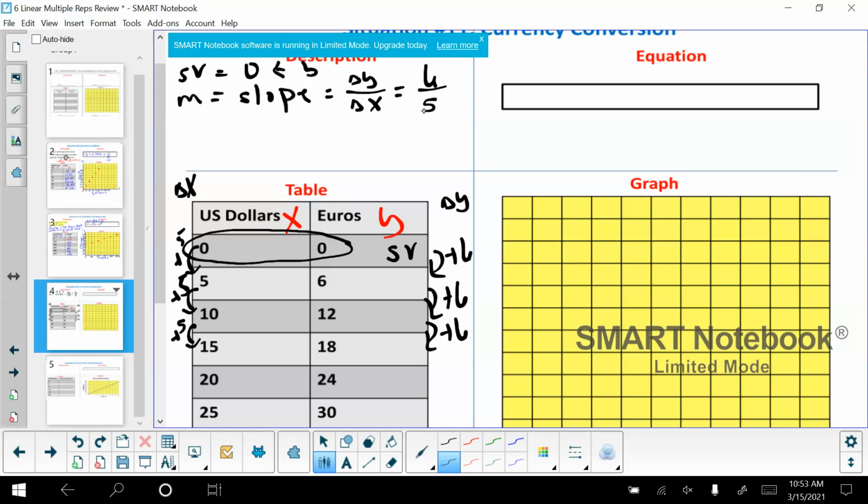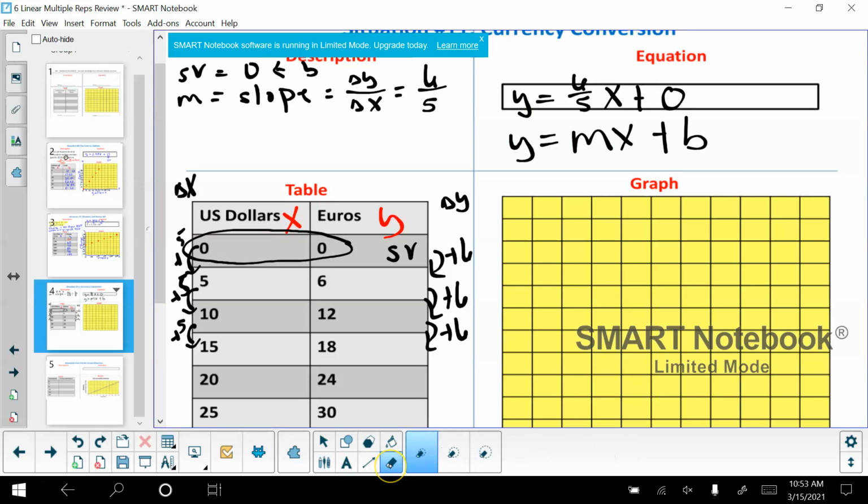So I can go ahead and write my equation. Remember how we write it, y equals mx plus b. So I'm going to go y equals, now the m is my slope, or my rate, and that was the 6 over 5, times x, plus b was the starting value, and my starting value was 0, and that's fine. Now we don't actually have to write the plus 0 if we don't want to. We can just write it without it. That's fine. And if we wanted to use different letters, we could.